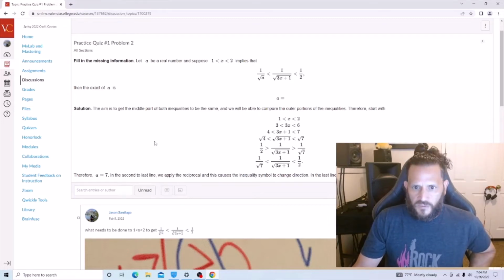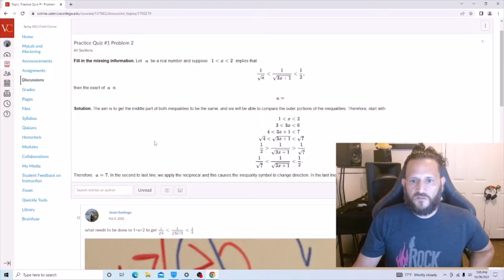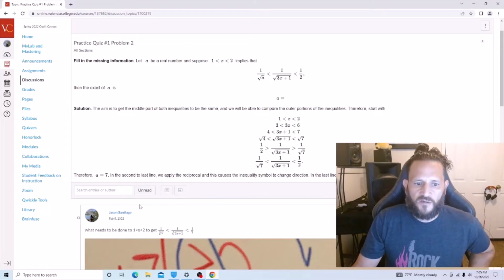But with that said, the test questions will be very similar, so you need to understand how to set this up. It would be much easier for me to do it on a whiteboard, but since I already have it here in discussion form, let's just take a look.